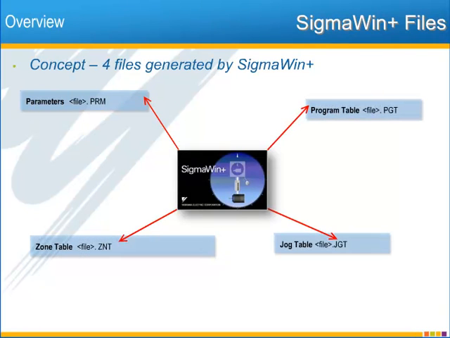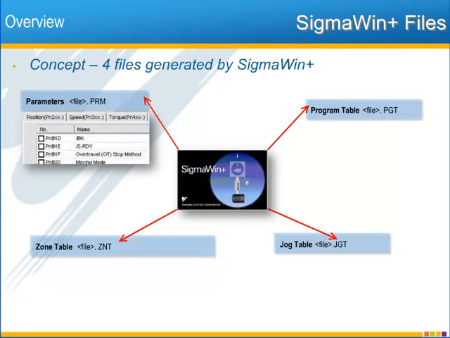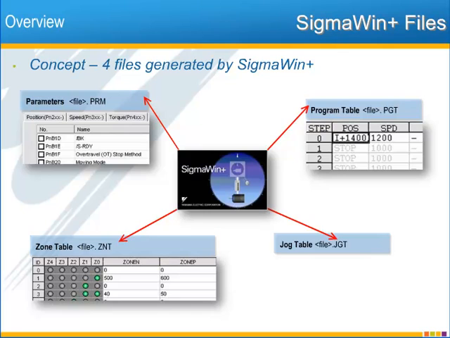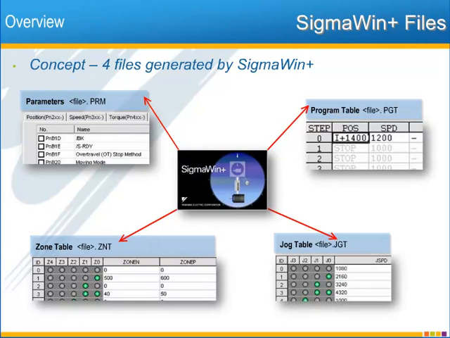The most critical of these is the parameters file, which defines all the configuration options, units of motion, and homing methods. The program table is also critical as it stores the positions and move profiles. The zone table and jog table are used only if zone and jog functions are implemented. So it's very important to understand this concept of the 4 different files so that you can keep track of and organize each of these for maintenance and troubleshooting purposes.